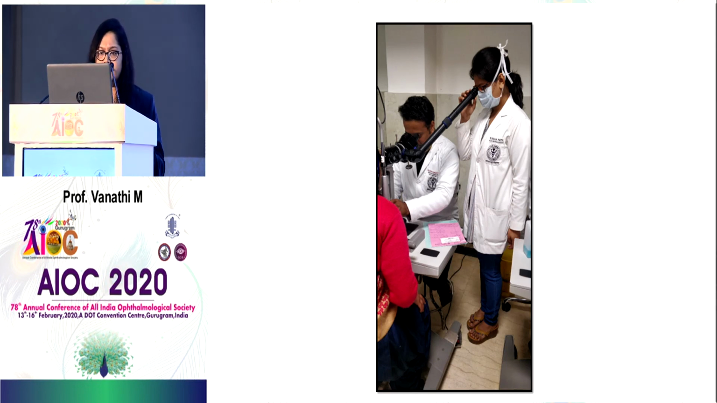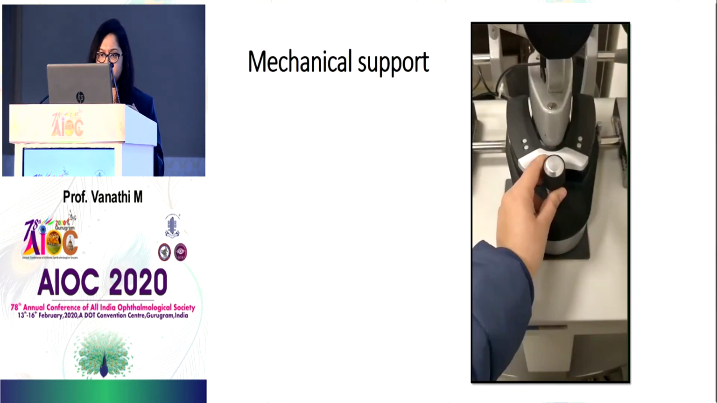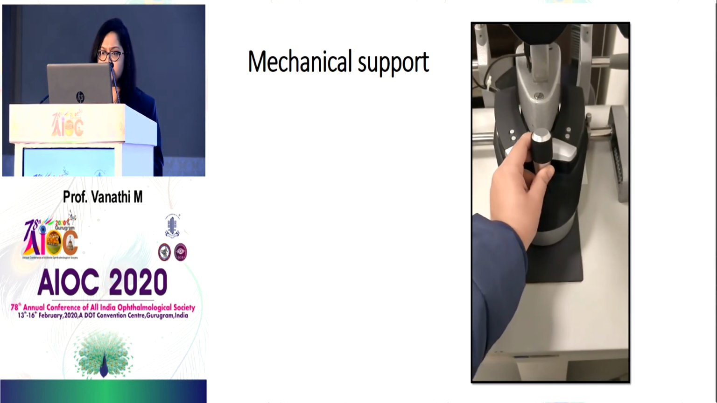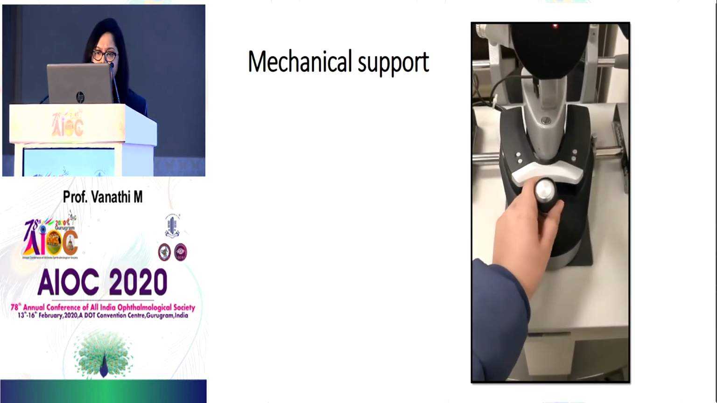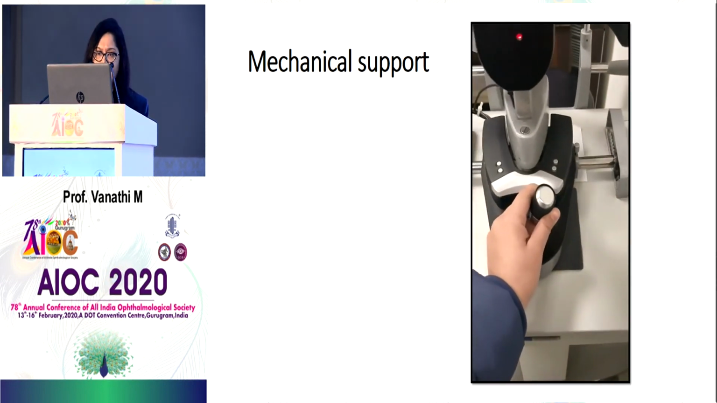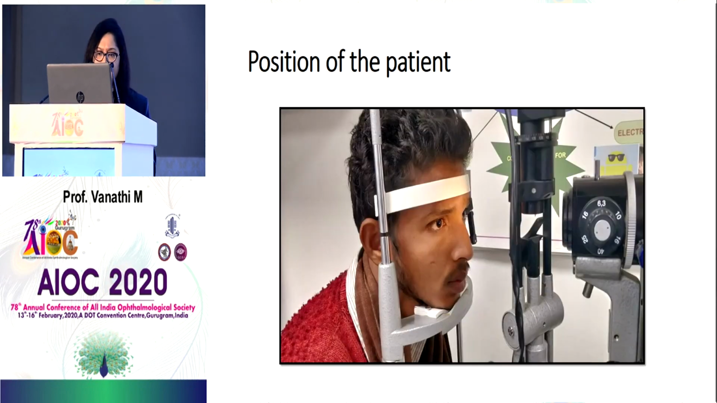This is an extra piece which we can attach to the observation system. If you want to teach your juniors and show any findings simultaneously, you can attach this extra observation system to the microscope. This is the mechanical support. Here the joystick is attached. You can move backward, forward, upwards and downwards with its help.